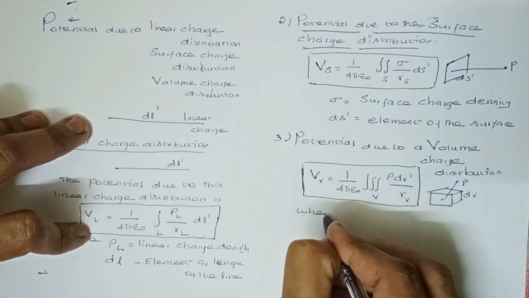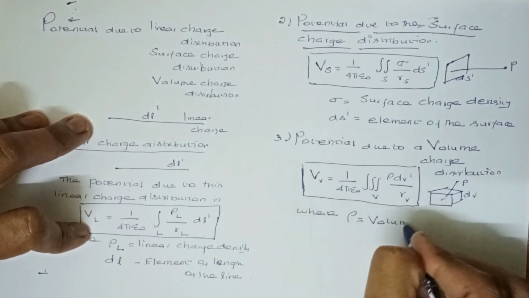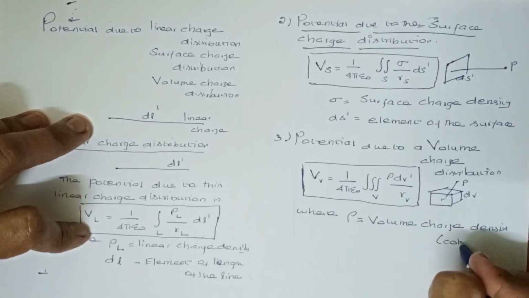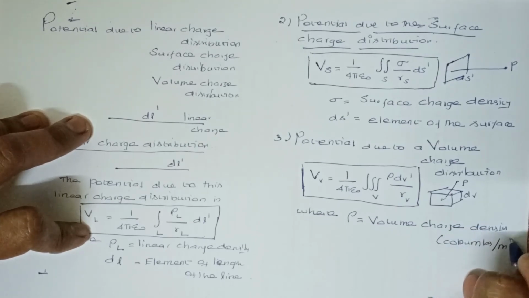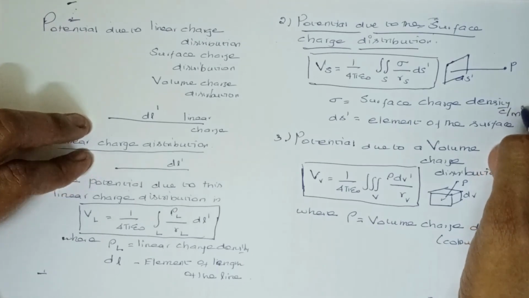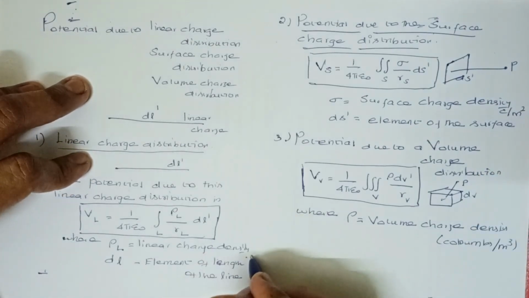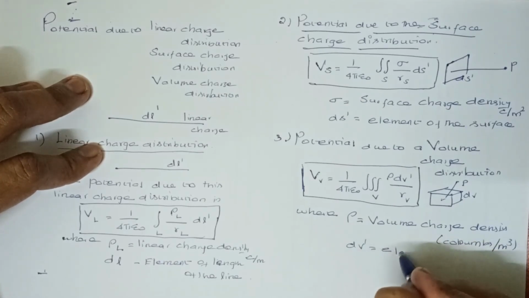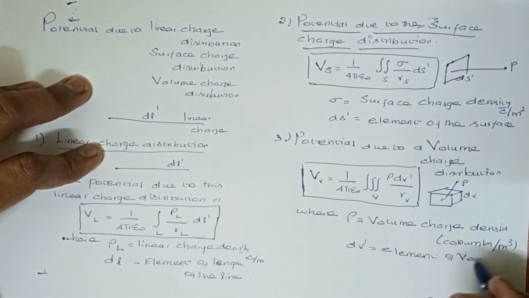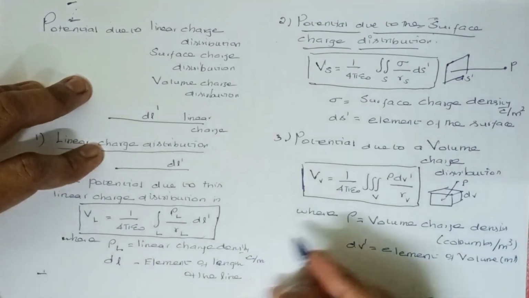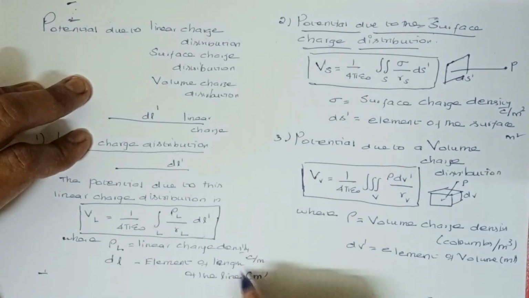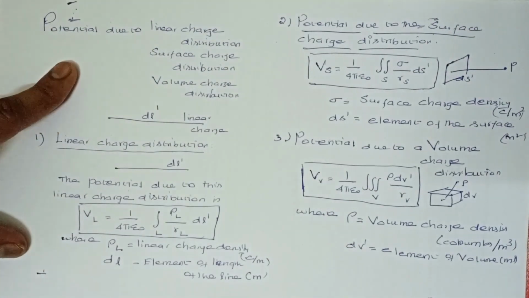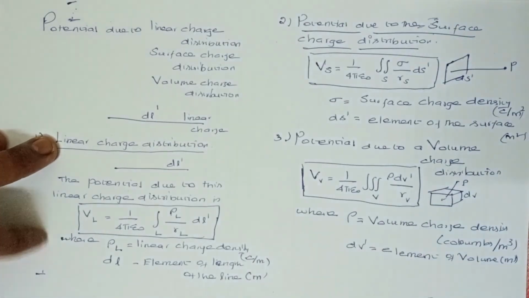Where rho is the volume charge density expressed in coulombs per meter cube. Here the surface density is coulomb per meter square, and the linear density is coulomb per meter. What is dV dash? That is the element of volume in meter cube. The surface element is in meter square and the line element is in meters. So these are the three things: linear charge distribution, surface charge distribution, and volume charge distribution.